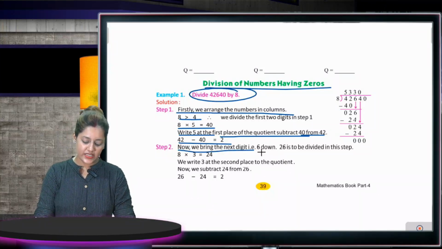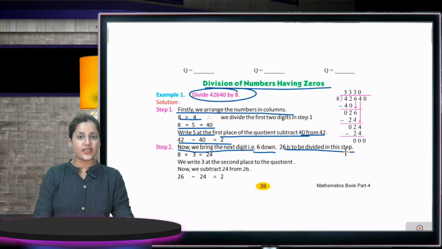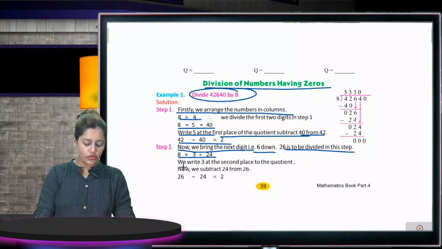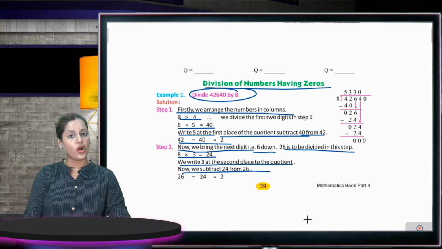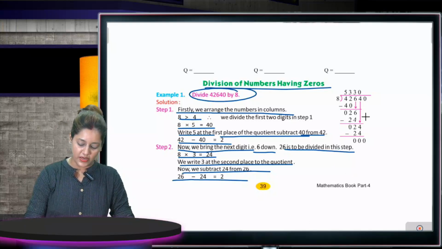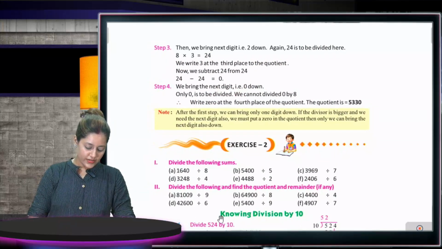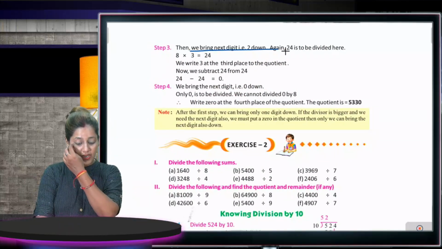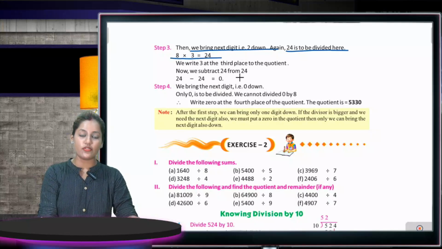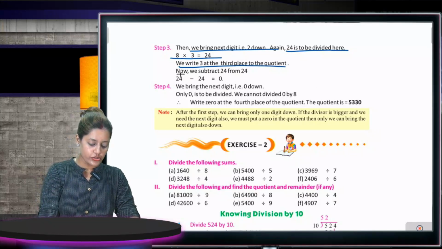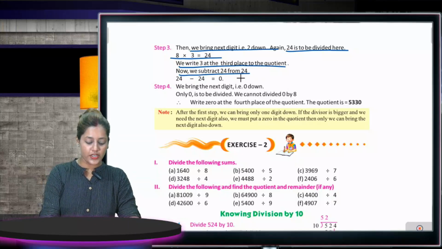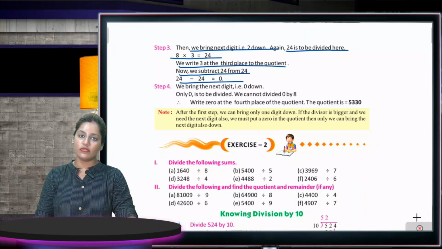Now we bring the next digit 6 down. 26 is to be divided in this sub-step. 8 into 3, 24. We write 3 at the second place of the quotient. Now we subtract 24 from 26, that is 2. Then we bring the next digit 2 down. Again 24 is divided here. 8 into 3 equals 24, and we write 3 at the third place of the quotient. Now we subtract 24 from 24, and 24 minus 24 equals 0.